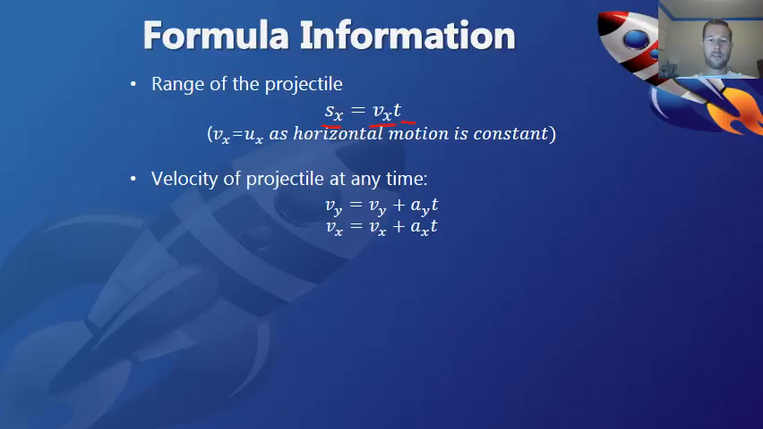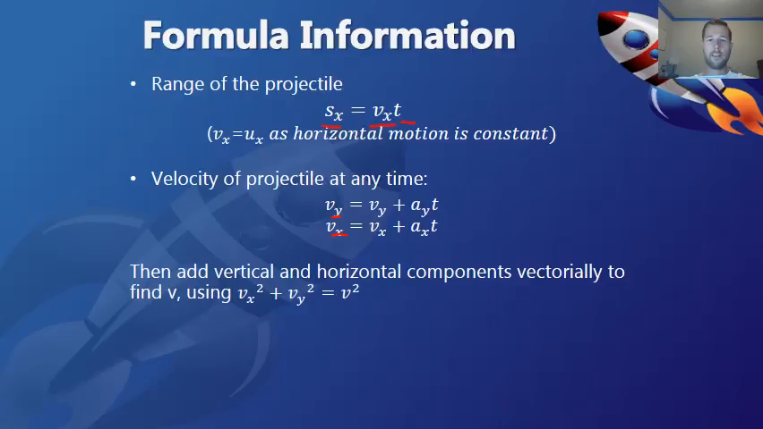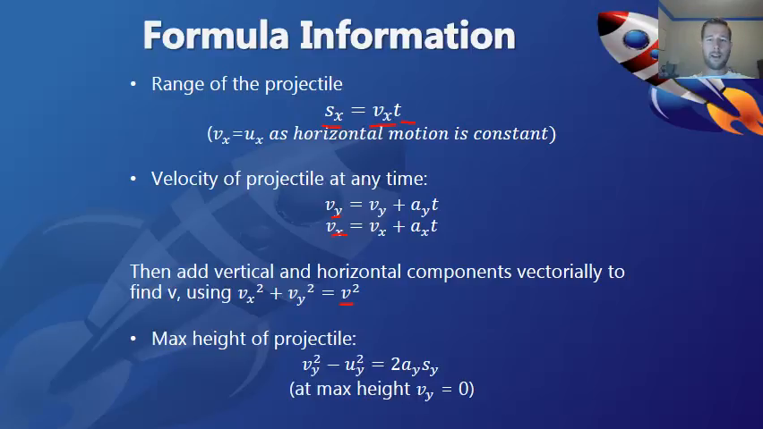To find the velocity of the projectile at any time, either in the y direction or the x direction, we use the following equations. To find the resultant velocity, we actually perform a Pythagoras calculation using a right angle triangle. And you can see the equation written here is a variation of that with the velocity instead of the commonly seen A, B, and C. To find the maximum height of a projectile, we use the following equation, where you can see the y component is the most important component when we're looking at the maximum height.